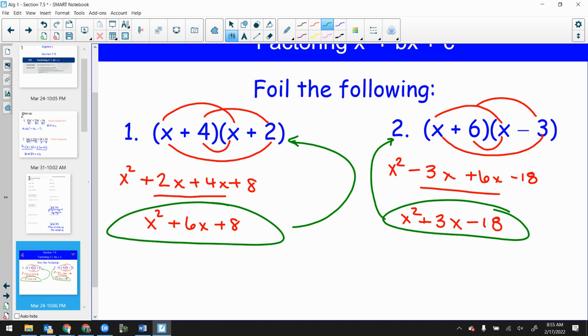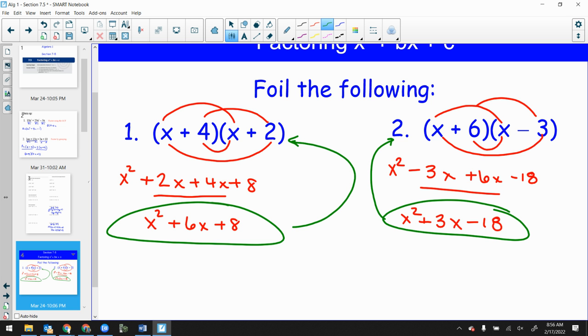And there's our rule for trinomials. We must look for numbers that multiply to get to our last number, but add to get to our middle number. See, 2 times 4 is 8. 4 plus 2 is 6. And that's how we create our binomial.